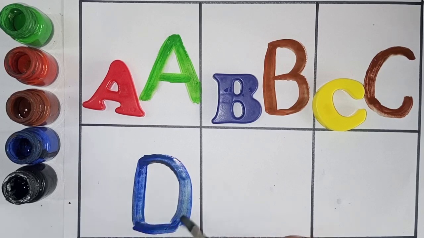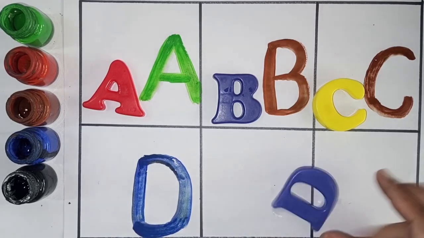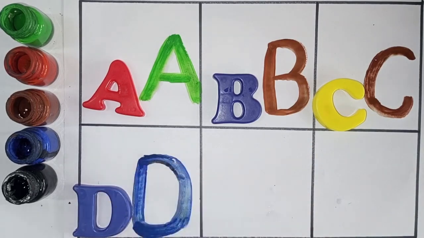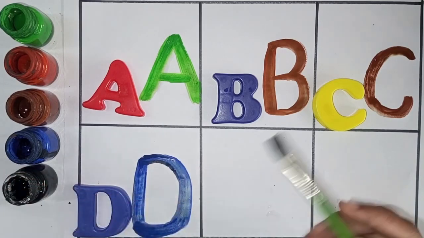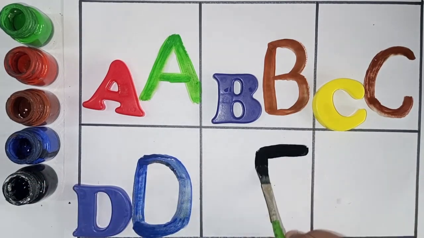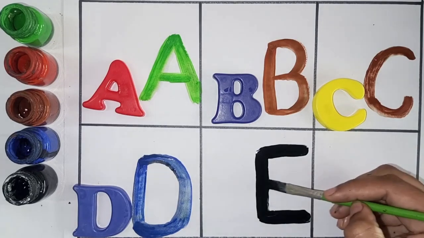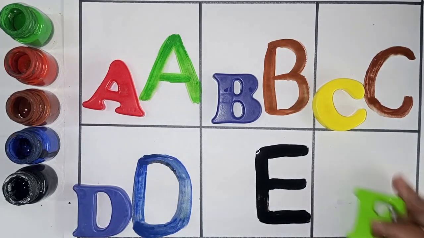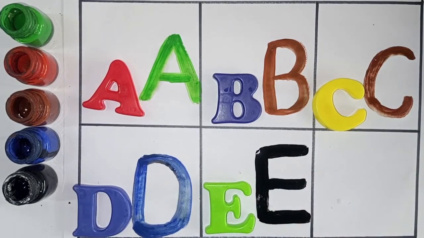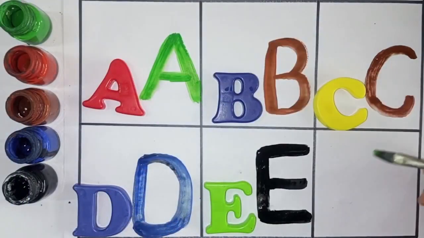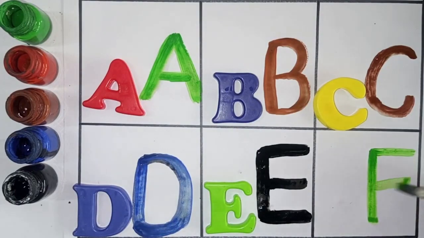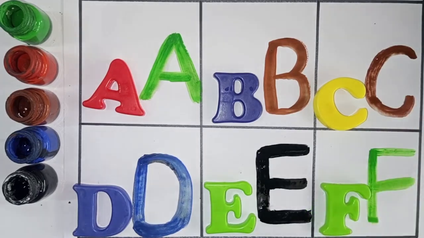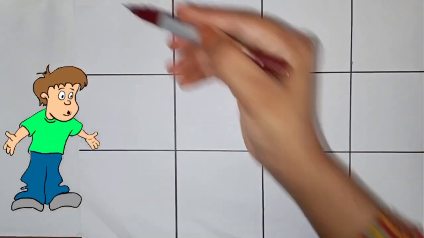D, D for doctor. Black color, E, E for elephant. Green color, F, F for fish. Brown color.